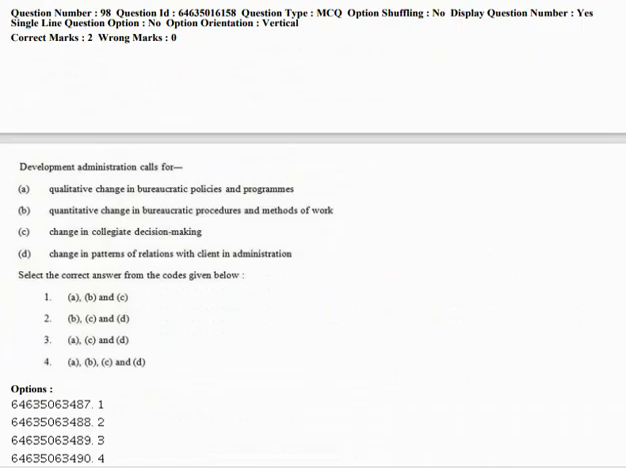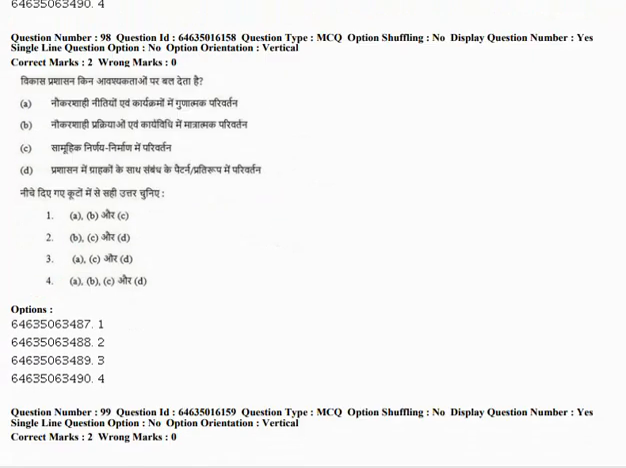98. Development administration calls for qualitative change in bureaucratic policies and programs, quantitative change in bureaucratic procedures and methods of work, change in collegiate decision making, and change in the pattern of relations with clients in administration. All are correct. Option number 4 is the correct answer.